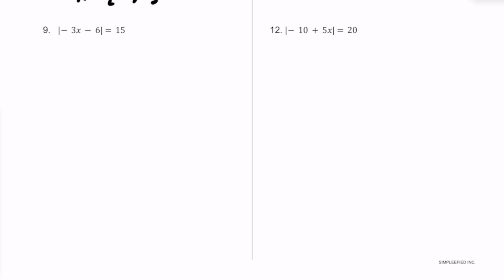For number 9, we have the absolute value of negative 3x minus 6 is equal to 15. So let's see, in scenario 1, let's get this inside expression of the absolute value to equal 15. That'll be good. Our second scenario is negative 3x minus 6. If we can get it to equal negative 15, that'll also work. So let's go ahead and start by adding 6 to both sides of these equations so that we can isolate x.